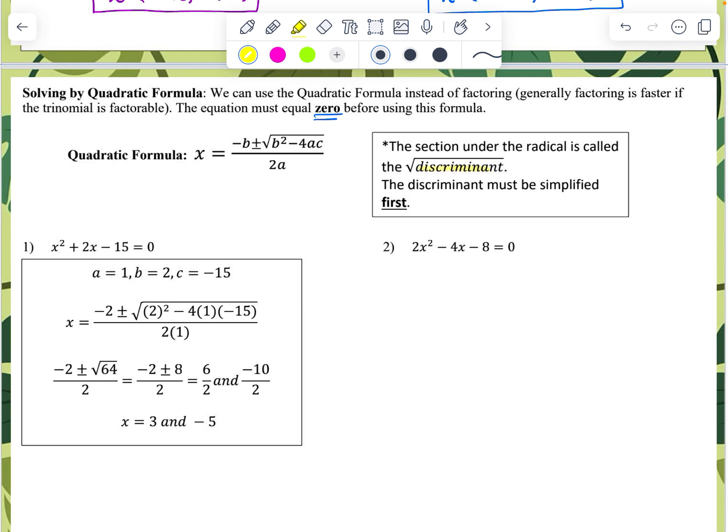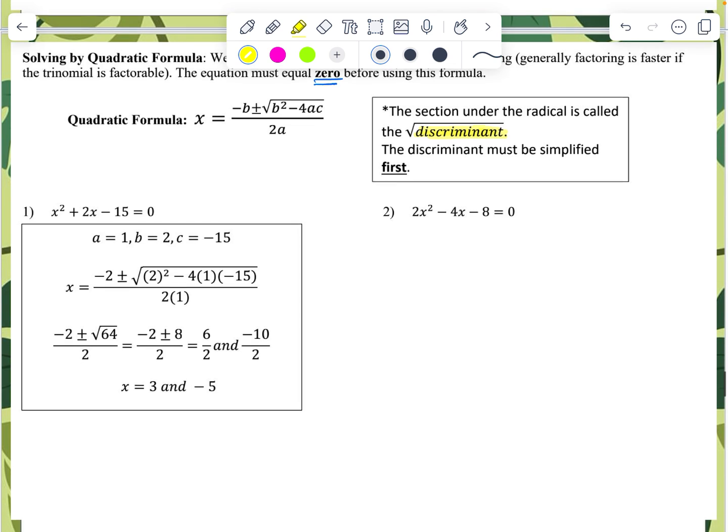The section under this radical is called the discriminant. We do have to simplify the discriminant before we take care of anything else, and I'll show you that. And we just have to be careful.